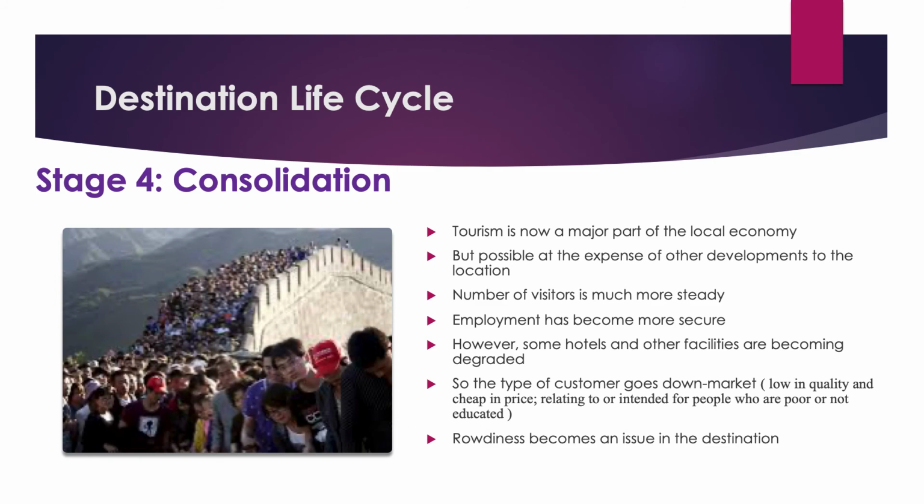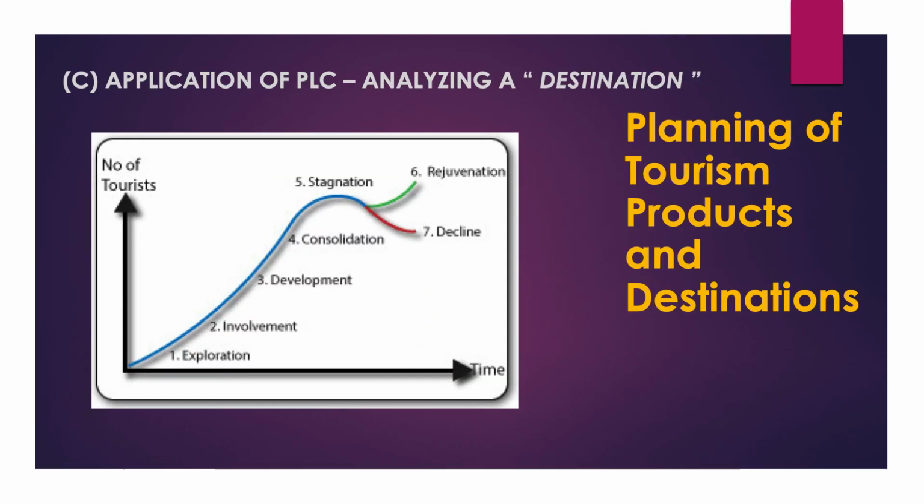So let's repeat the 4 stages. The first one we discussed will be the exploration. The second one will be the involvement. The third one will be development. And the next one will be the consolidation. So I stop here. In the next lesson, I'll move on to talk about the stagnation, rejuvenation, and the decline.